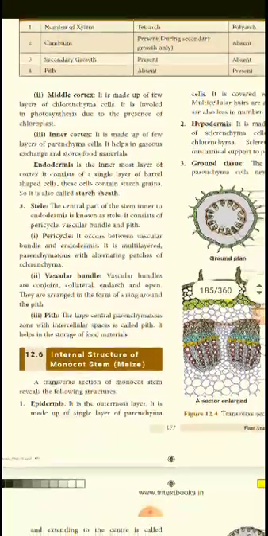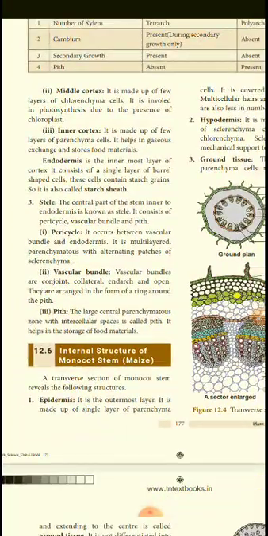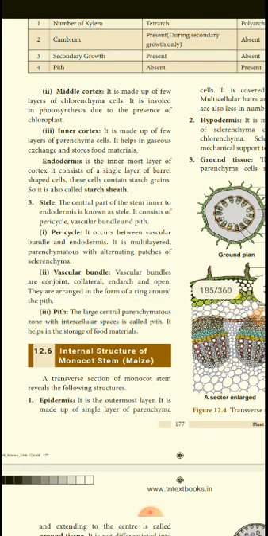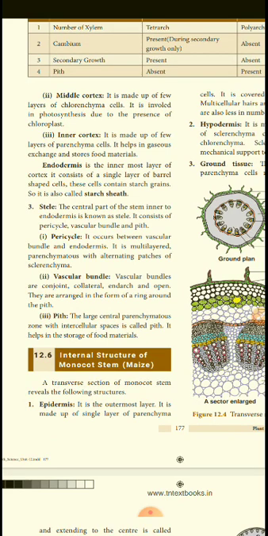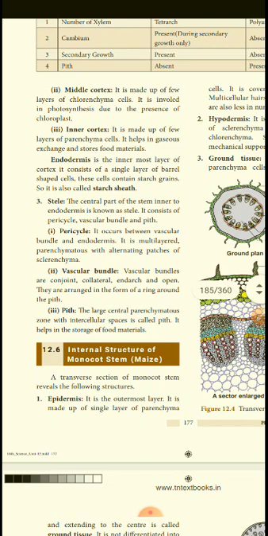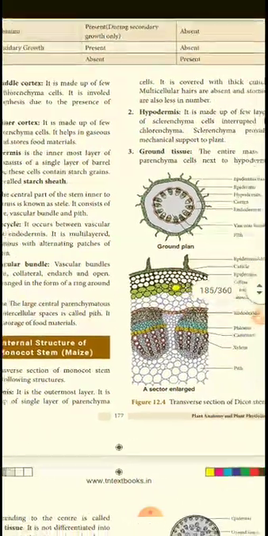It is involved in photosynthesis due to the presence of chloroplast. Next, the inner cortex is made up of a few layers of parenchyma cells. It helps in gaseous exchange and stores food materials. Next, endodermis is the innermost layer of the cortex. It consists of a single layer of barrel-shaped cells. These cells contain starch grains, and so it is called the starch sheath. See, there are a lot of starch grains present.